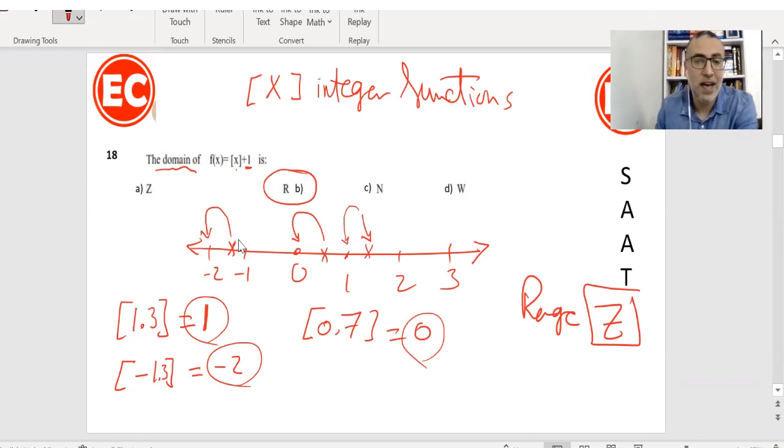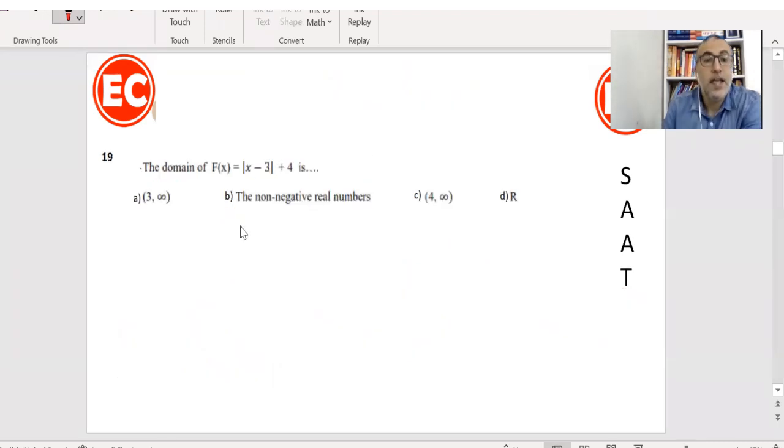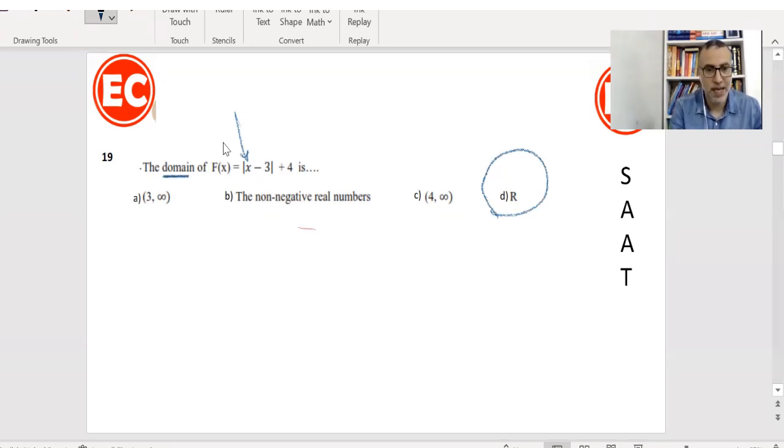But the domain, the values I can replace in x, is equal to what? Equal to R. What is N? Natural numbers. What is W? The whole numbers, which start with 0. The domain of the function absolute value of x minus 3 plus 4. As I said before, I can replace x inside the absolute value with any number in my mind, right? So the right answer is R. So the domain is R.